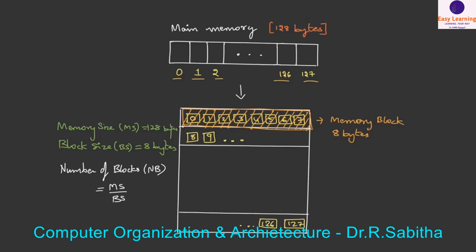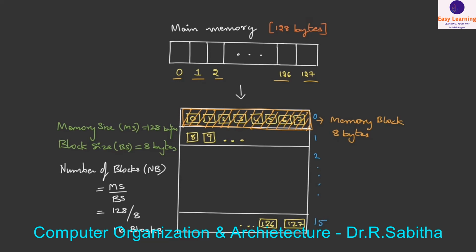So the number of blocks, how many blocks we need, that is the number of rows we need, right? It has to be stored in the rows. So for that, number of blocks NB is calculated by the formula. It's a ratio of memory size divided by block size. Here your memory size is 128 bytes, and the block size is 8 bytes. So it is 128 by 8, which is 16 blocks.